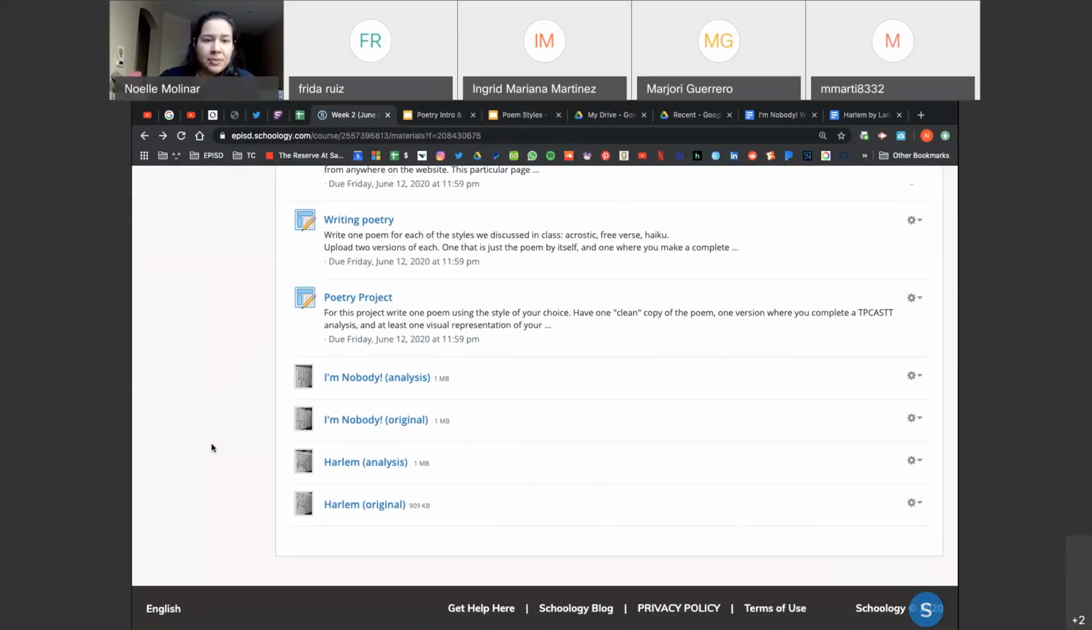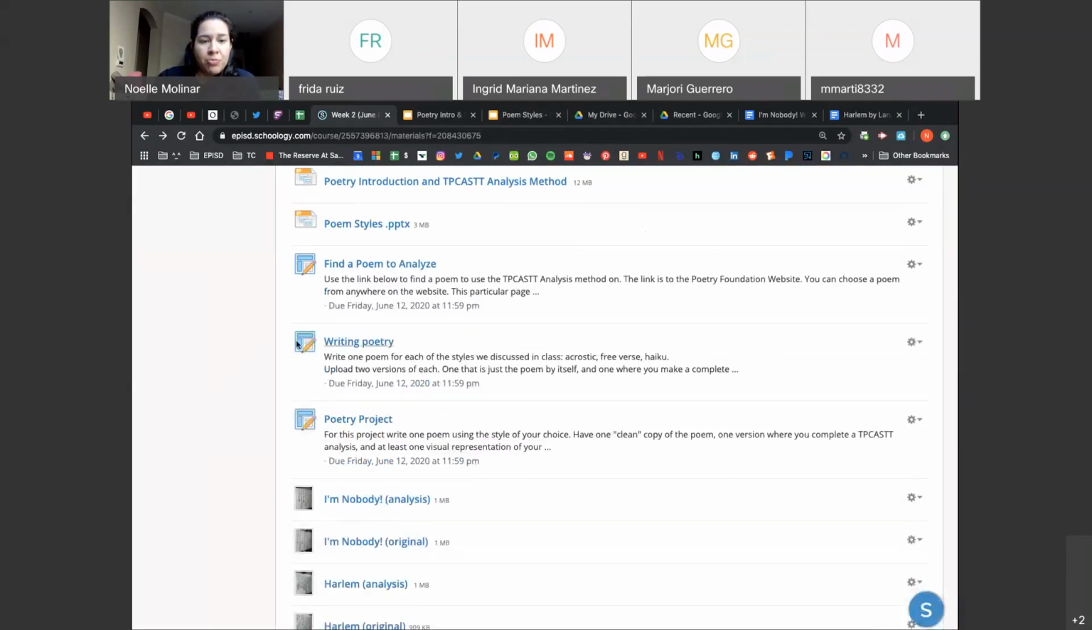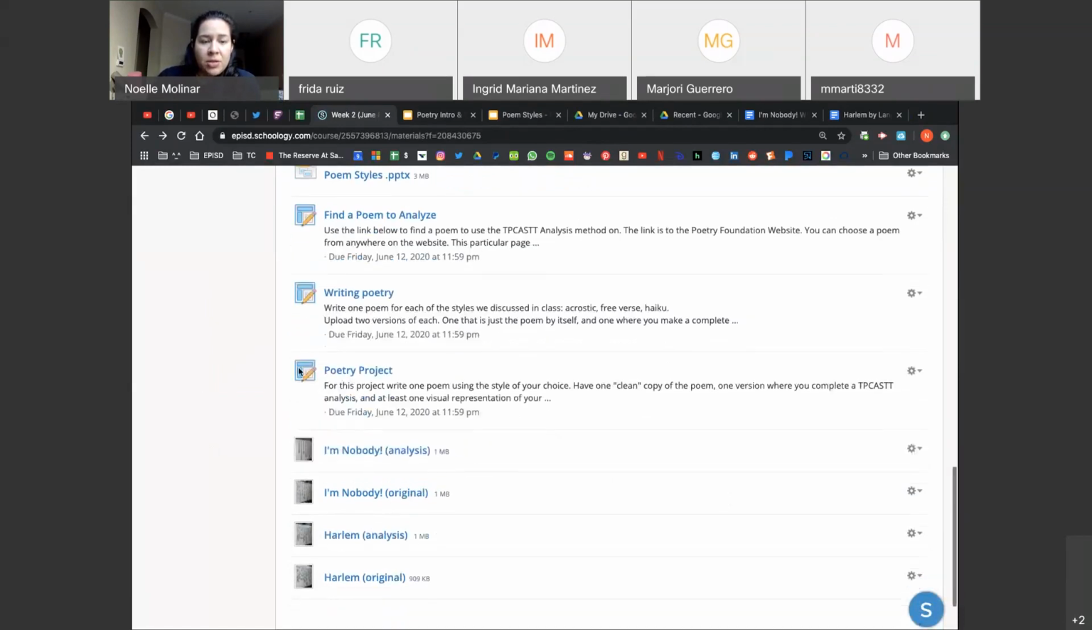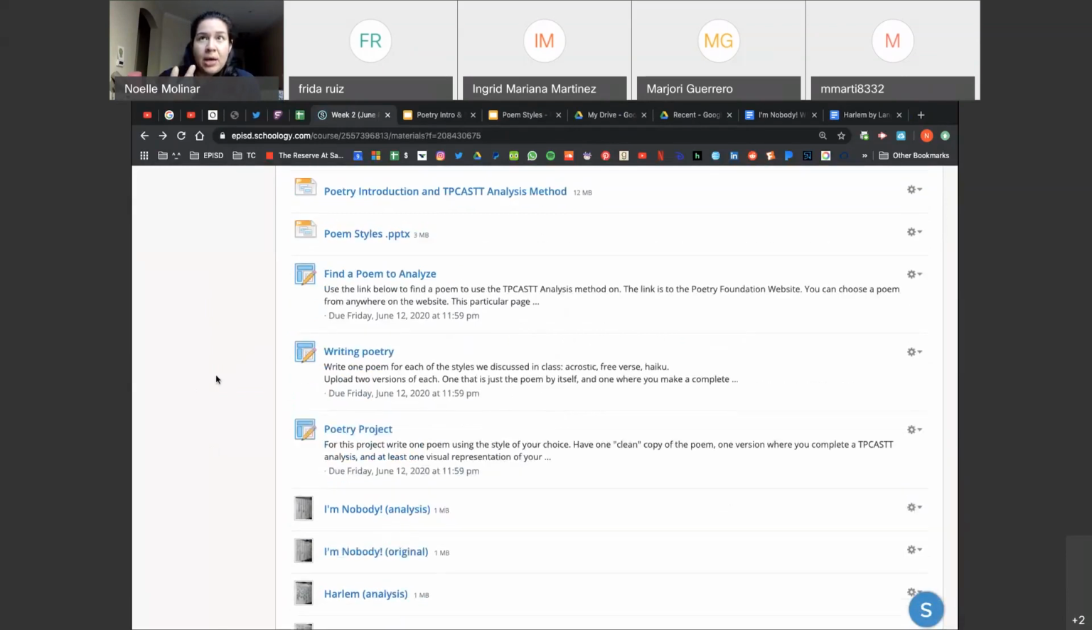It's looking great. So for tomorrow, we're going to have an assignment for you to write a poem based off of the poem styles that we have. And you're also going to have a little project for poetry where you add an analysis of your own poem and a visual representation. It could be a video, a drawing, painting, a collage. If you cut out pictures from somewhere, that'll be an option. But again, don't do that yet.